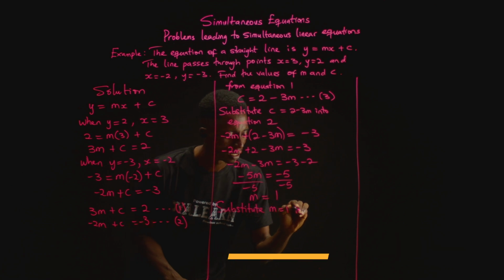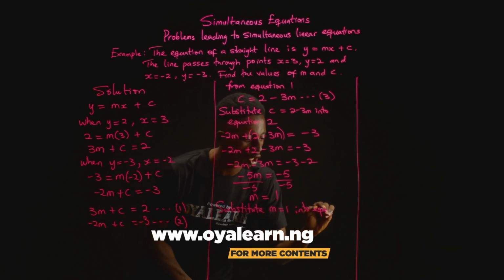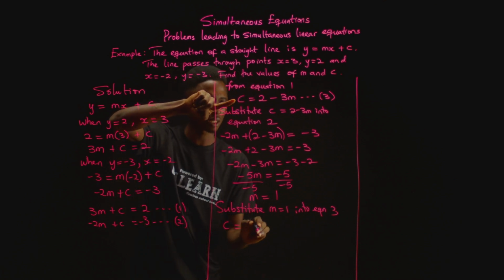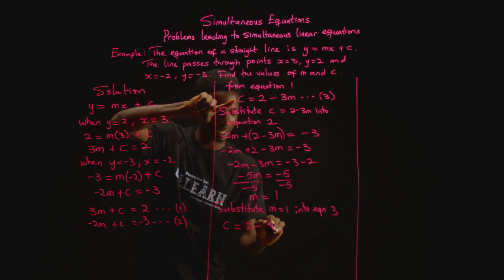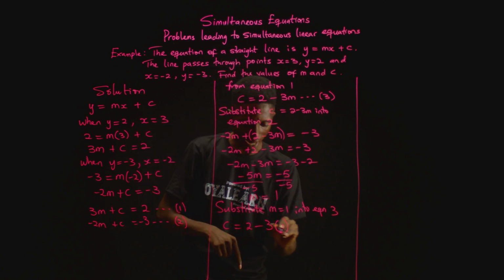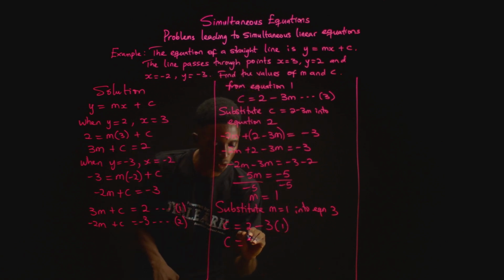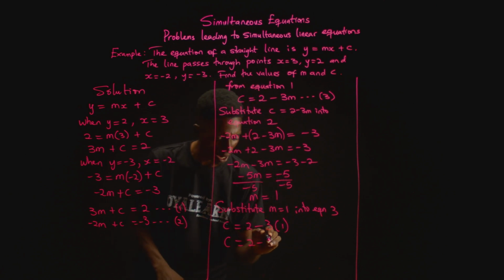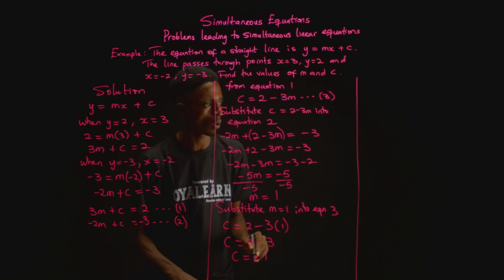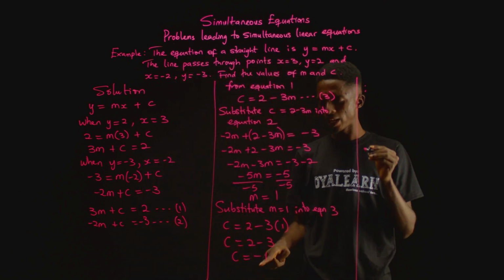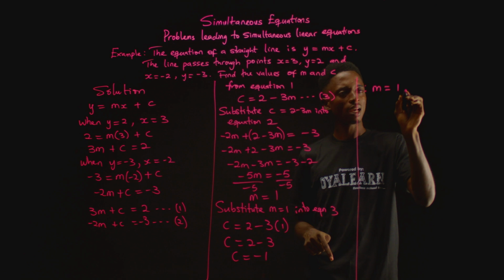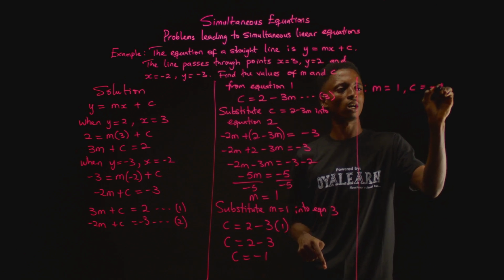Then we substitute m equals 1 into equation 3. So in equation 3, we have c equals 2 minus 3m. Then our value for m is 1. Therefore, our c becomes 2 minus 3 multiplied by 1, and we get 2 minus 3. Therefore, our c is minus 1. We then conclude to say our m equals 1 and c equals minus 1.